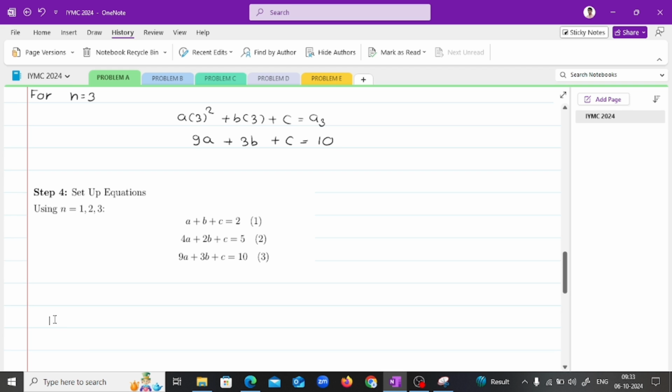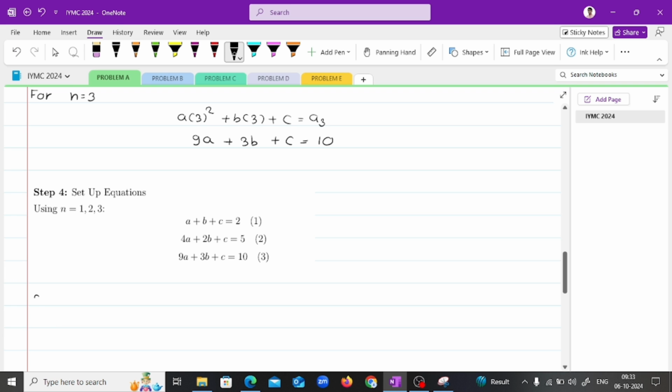So here is step number 4. We will set up the equations using n is equal to 1, 2 and 3. Our first equation is a plus b plus c is equal to 2, second is 4a plus 2b plus c is equal to 5, and third is 9a plus 3b plus c is equal to 10. And in the next step, step number 5, we will solve for a, comma, b, comma, c.